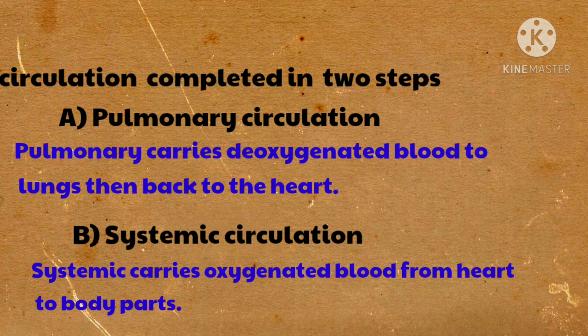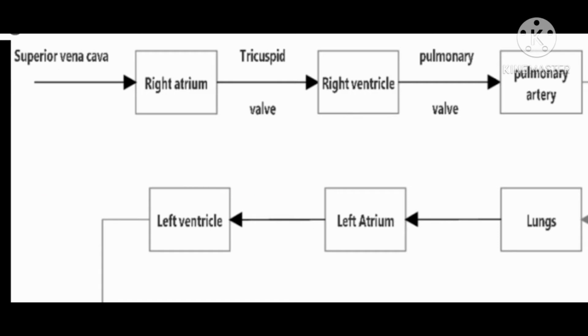So we will now discuss through a flow chart how the blood circulates in our body. Now let us start and try to understand through this flow chart how the blood circulates in our body. Okay, we will start from anywhere. So I am starting from the right atrium.